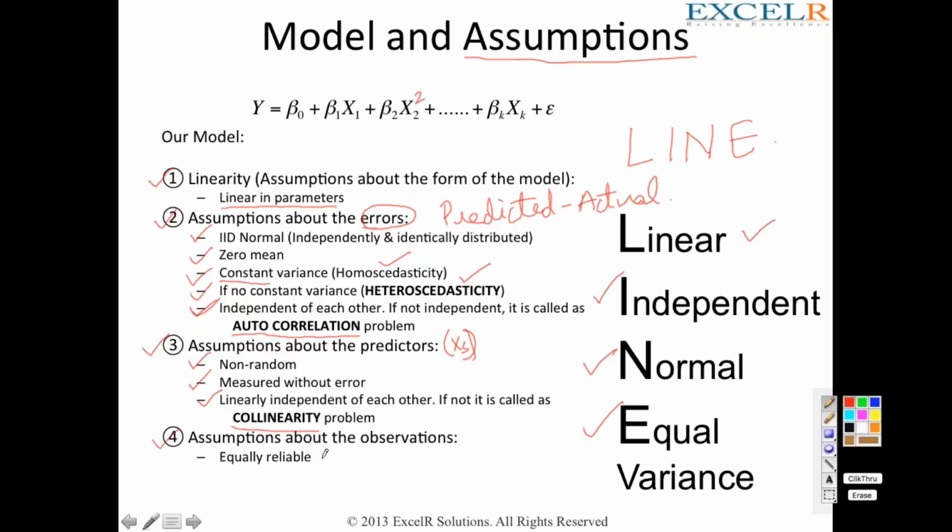And finally, all of your observations should be equally reliable. So all the entries that you have should be equally reliable. It should not so happen that, hey, I'm giving you 81 rows. Out of these 40 rows, I'm 100% sure it's correct. Another 41 rows, I'm not so confident. Gone. Right? Each and every observation should be equally reliable.